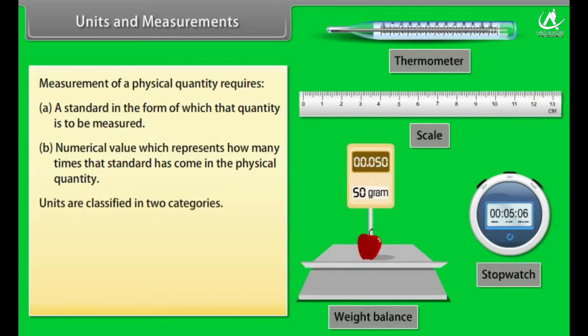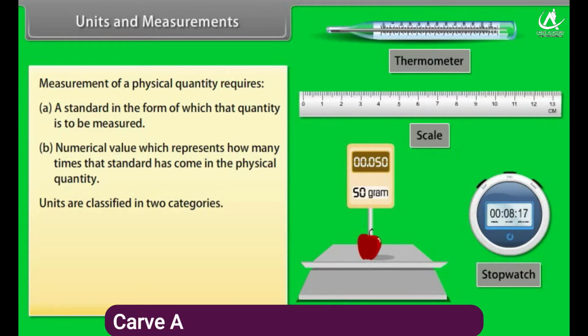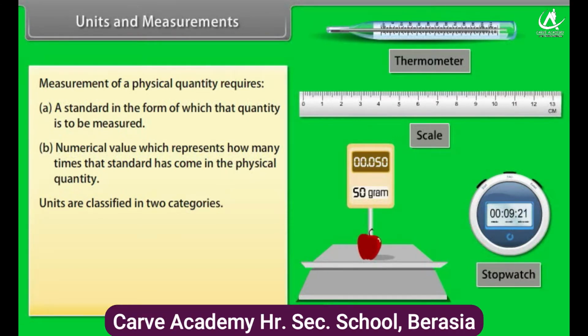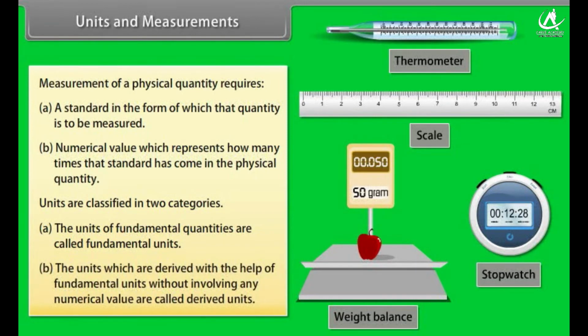Units are classified in two categories. They are A, fundamental units, and B, derived units. A. The units of fundamental quantities are called fundamental units. B. The units which are derived with the help of fundamental units without involving any numerical value are called derived units.